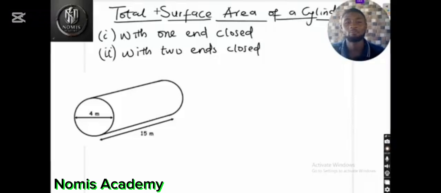This time we'll be dealing with total surface area of a cylinder. Figure 1 with one end closed, Figure 2 with two ends closed. So let's see what we have to learn today.